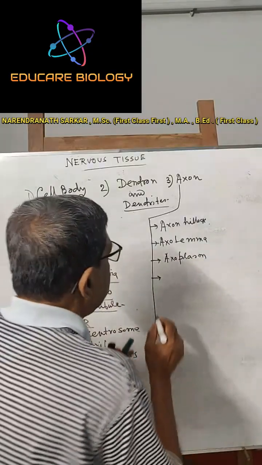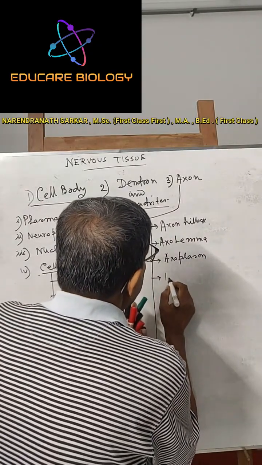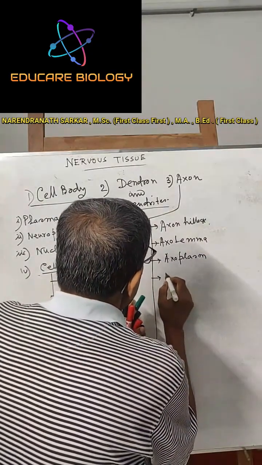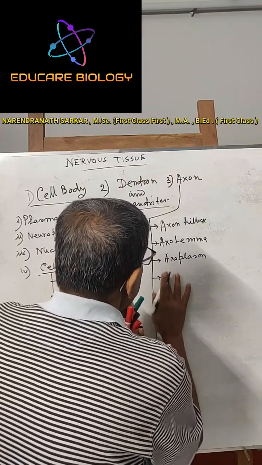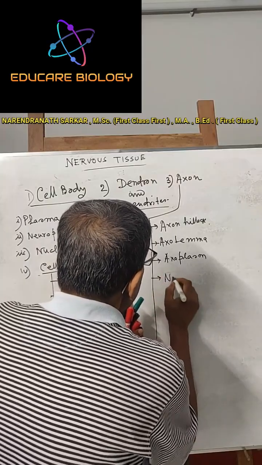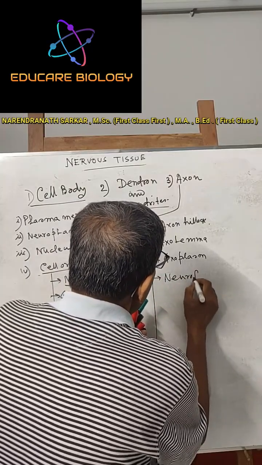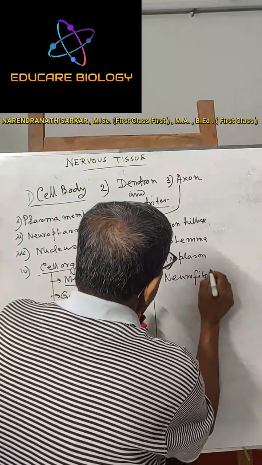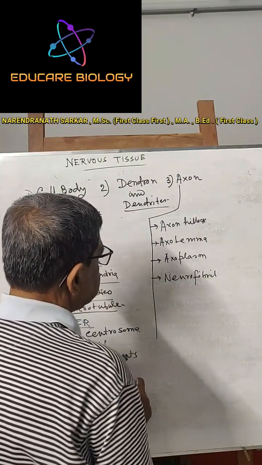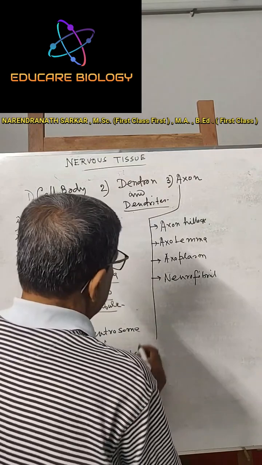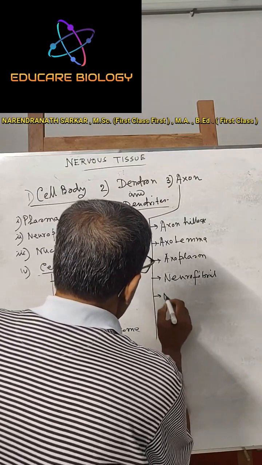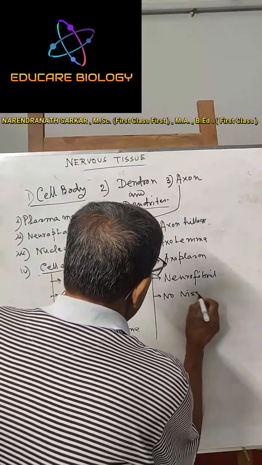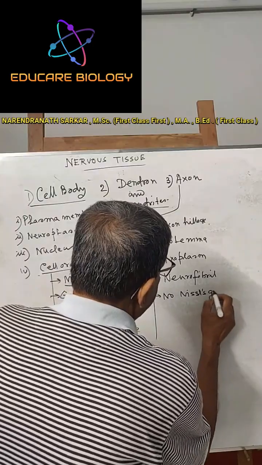It may be found in the axoplasm, that is neurofibril. Neurofibril is present. No Nissl granules.